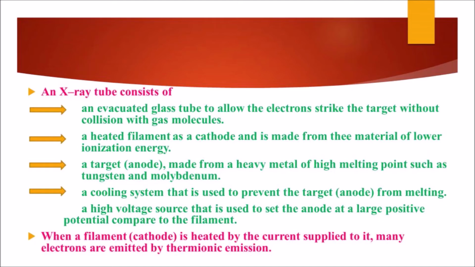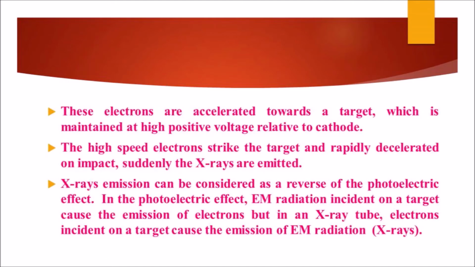When the filament, that is the cathode, which means negative, is heated by the current supplied to it, many electrons are emitted by thermionic emission. We know what thermionic emission is. These electrons are accelerated towards a target which is maintained at high positive voltage relative to the cathode. The high-speed electrons strike the target and rapidly decelerate on impact. Suddenly, the X-rays are emitted.